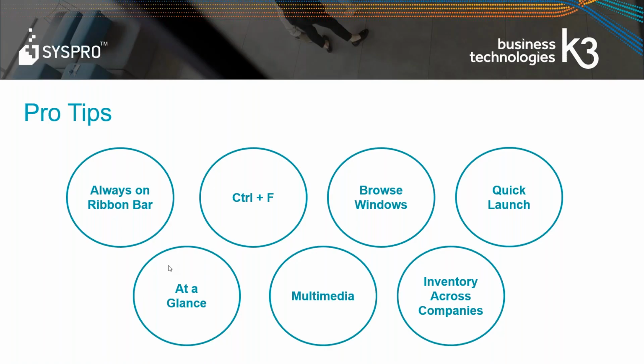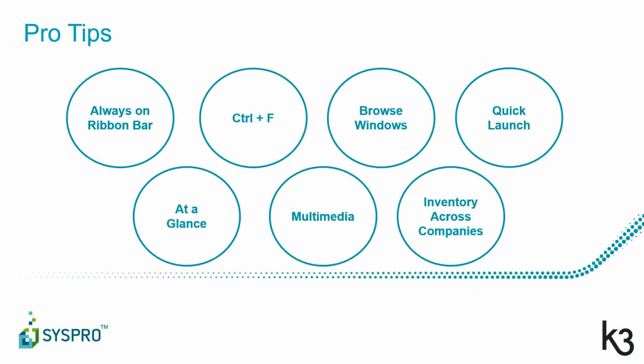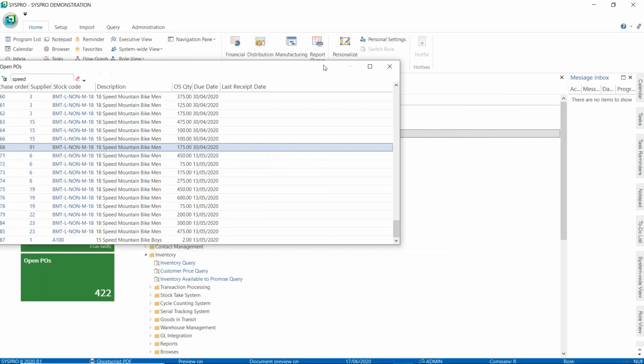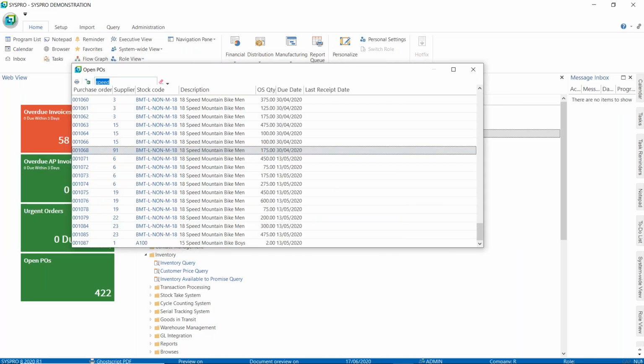Okay, so I've gone through that. So I want to use most of this session to talk about the pro tips element, and what's been introduced in SYSPRO 7 and also in SYSPRO 8. One thing I find really handy that they've introduced is the always on ribbon bar. Okay, you can see here in an insight, this is actually always displaying.